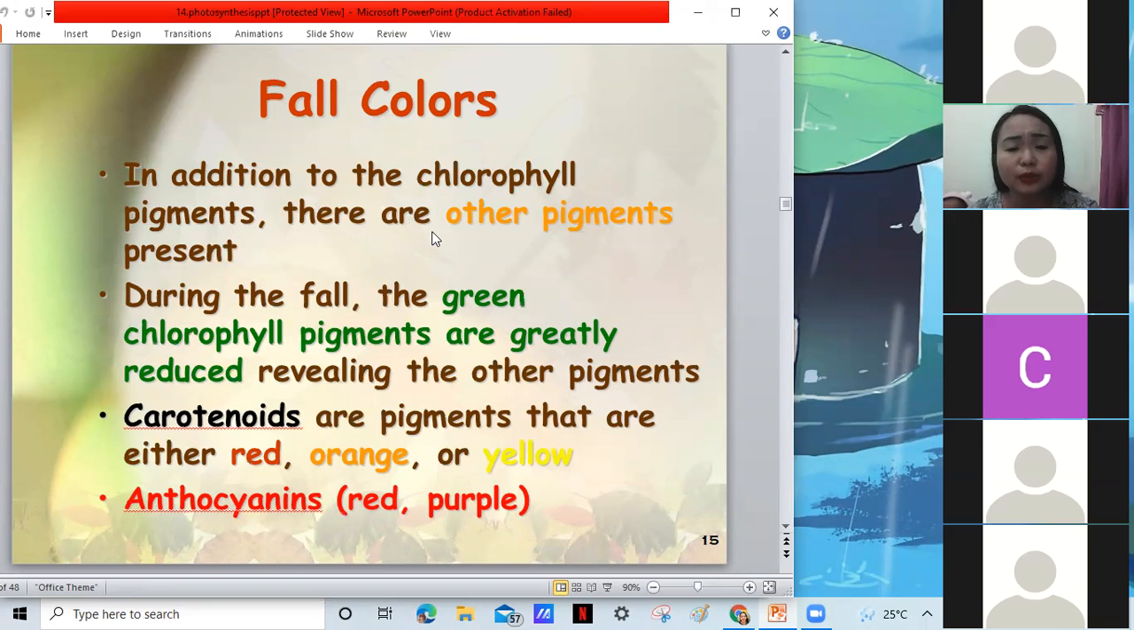So as we have known, the green chlorophyll pigments, which absorb the green color, will be reduced during fall, no? So therefore, revealing the other pigments. So we have two other pigments actually.